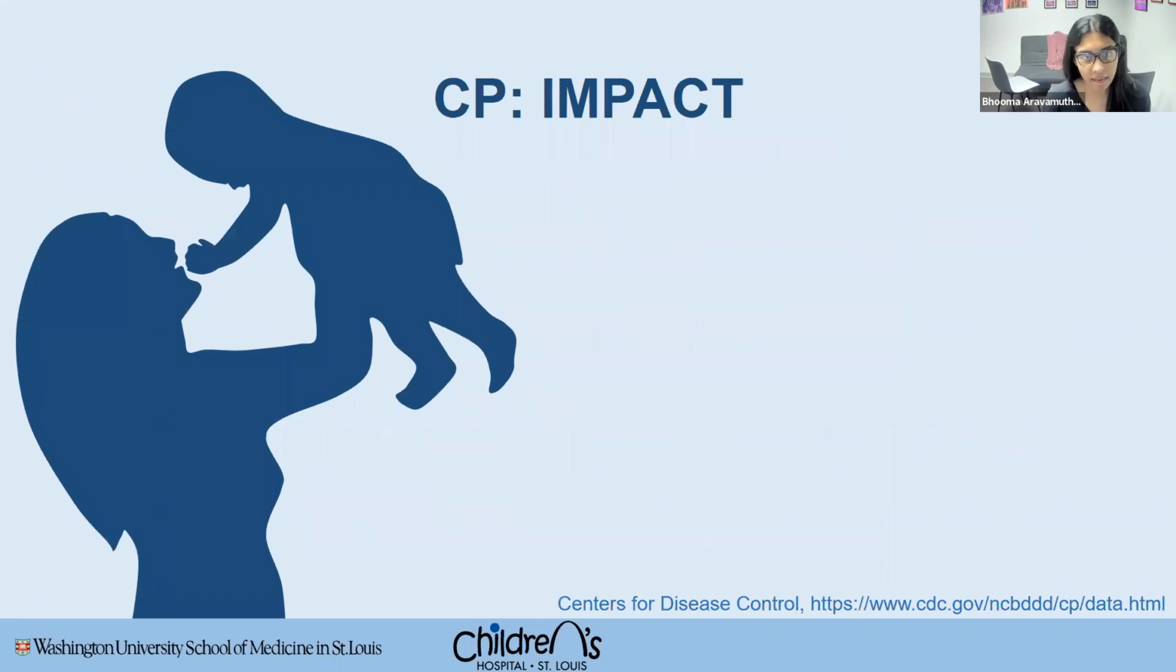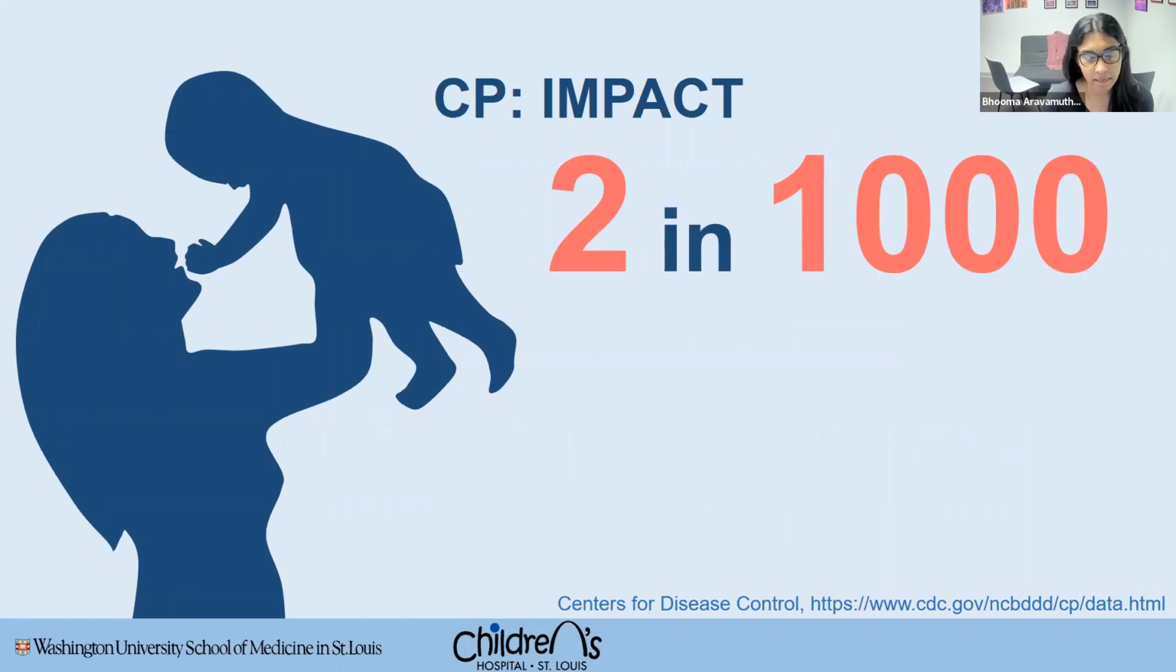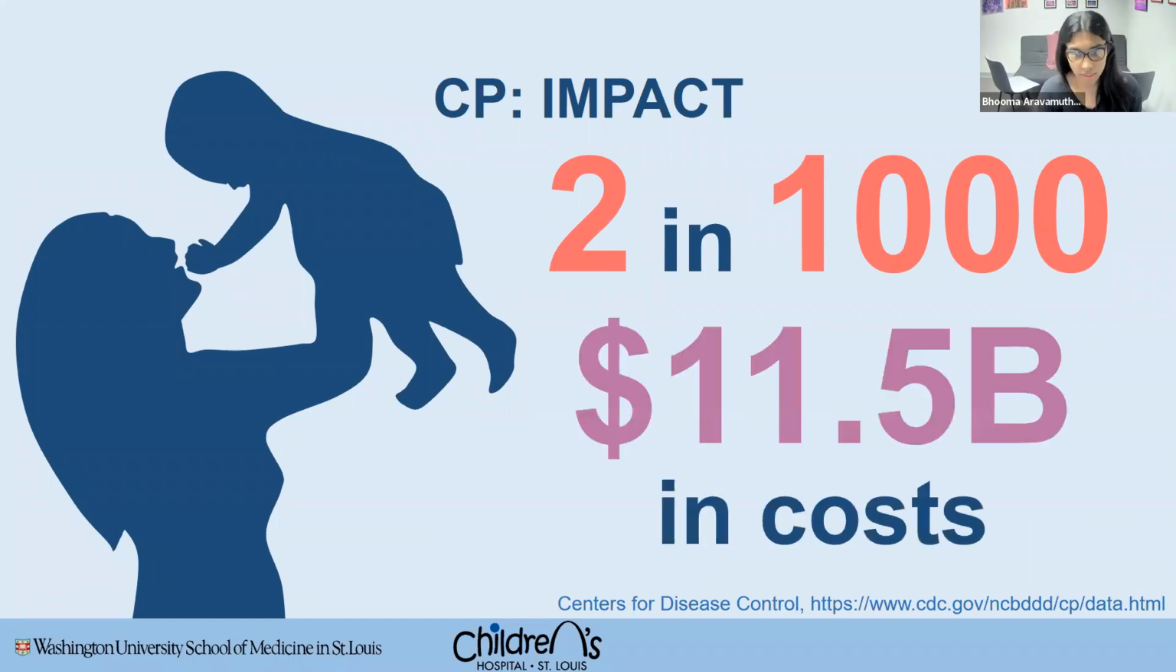The impact of CP is high. This is what drew me to it in large part in the first place. 2 in 1,000 children in the US are affected by CP. Worldwide, that number can go as high as 4 in 1,000. And just in the US, for any group of CP born in any given calendar year, that group can accrue over their lifetime $11.5 billion in medical and medical associated costs. So it is a social and medical economic imperative for us to address CP.